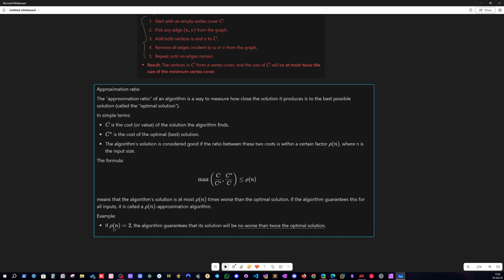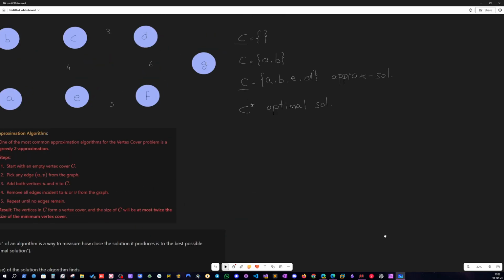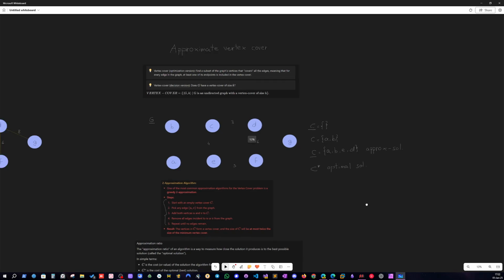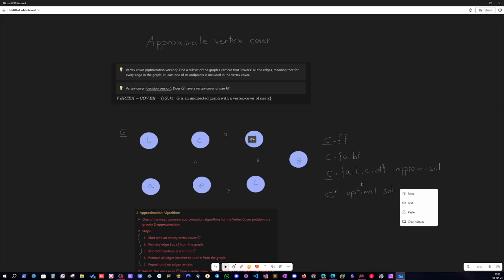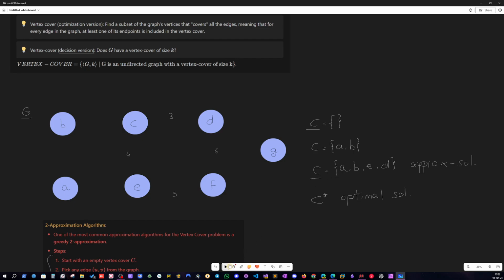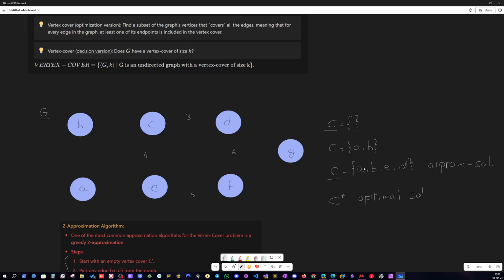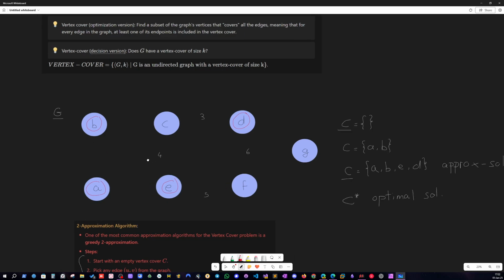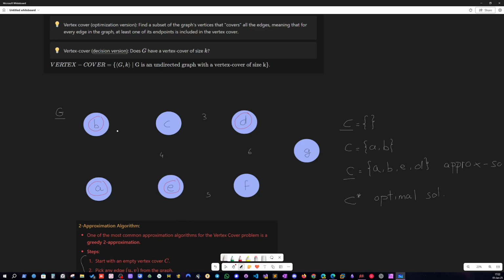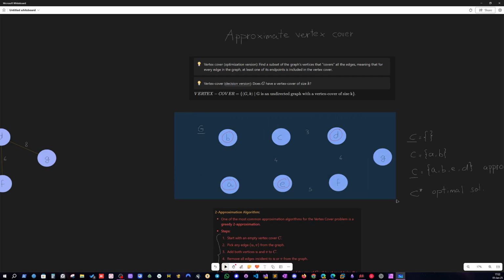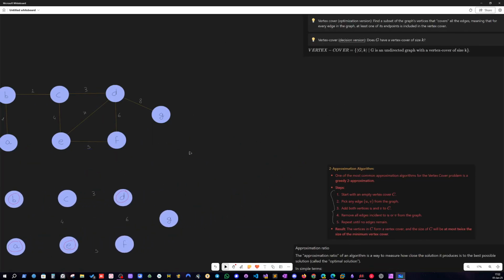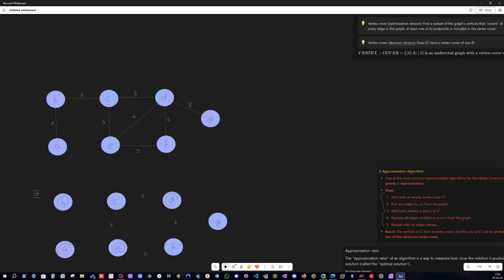If rho of n equals 2, the algorithm guarantees that its solution will be no worse than twice the optimal solution. So, let's see why this works, why this set of vertices C works, this approximate vertex cover. A, B, E, and D means that by considering these vertices, we can touch, we can visit all the edges in the graph. And let's see this in action. Let's take back the original graph with all the edges.